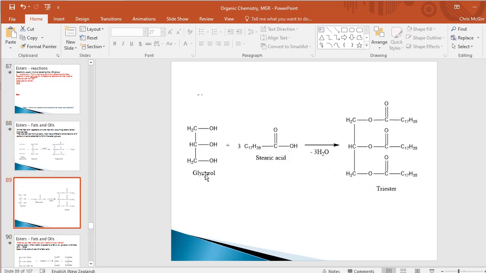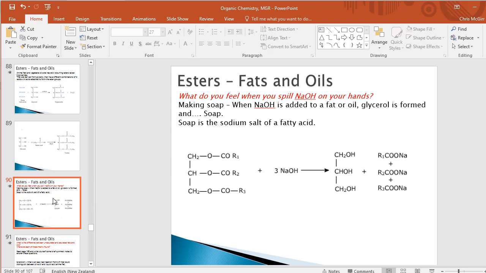Here's another example. So it always starts with glycerol, which is this triol, 3 alcohol functional groups, and different fats and oils have different carboxylic acids bonded to it. This particular one has stearic acid, but you could have a different carboxylic acid here, another one different there, another one different there. So the combinations are almost endless. So fats and oils can be completely different. Okay, so that's the formation of it.